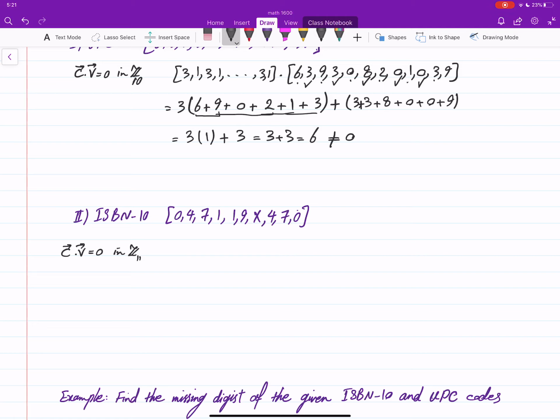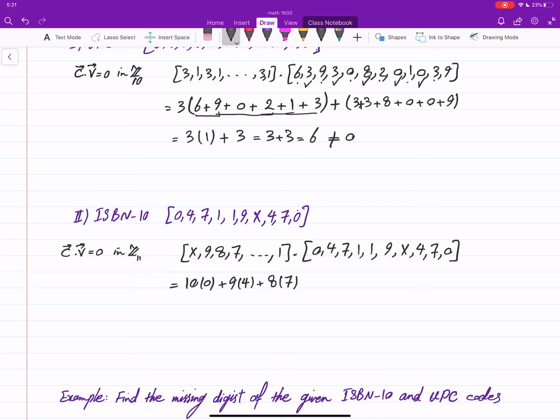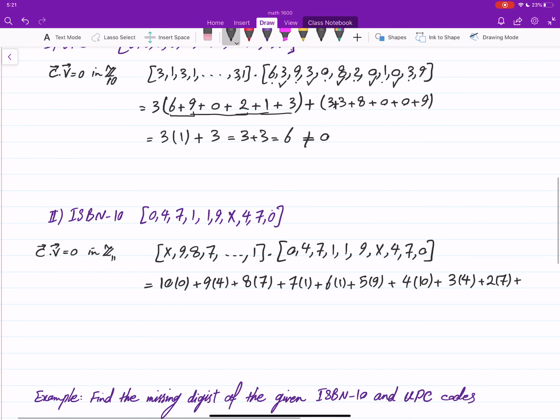And while C, the check vector, is 10, 9, 8, 7 up to 1, dot 0, 4, 7, 1, 1, 9, X, 4, 7, 0. Okay, so here I multiply, and for X, when I multiply I write 10. 10 times 0 plus 9 times 4 plus 8 times 7 plus 7 times 1 plus 6 times 1 plus 5 times 9 plus 4 times 10 plus 3 times 4 plus 2 times 7, and the last one is 1 times 0.